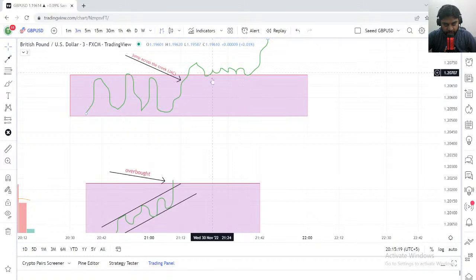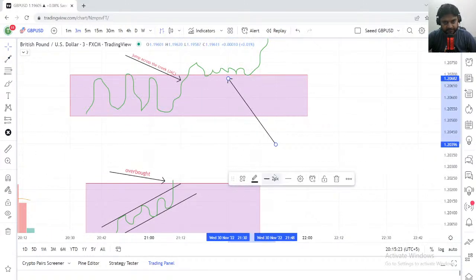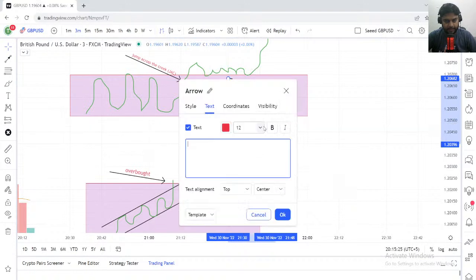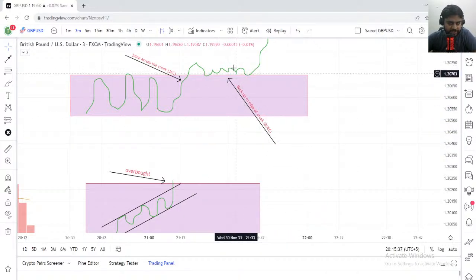Then the market comes back down to this level, and it goes up from here again. This point is called back up to the edge of the creek. I'll call this BUEC for short. So this is the BUEC point, and this area is BUEC.